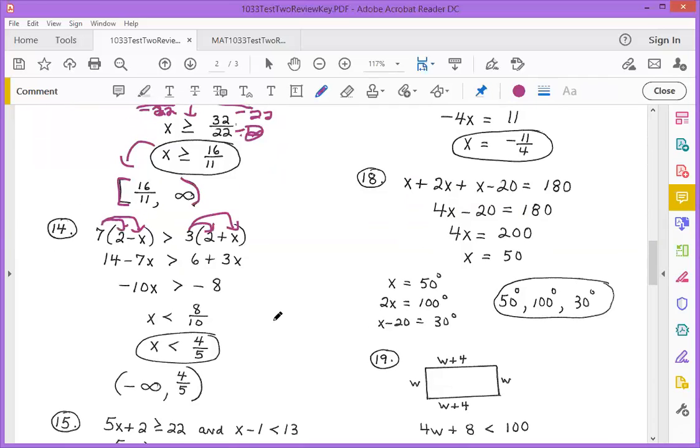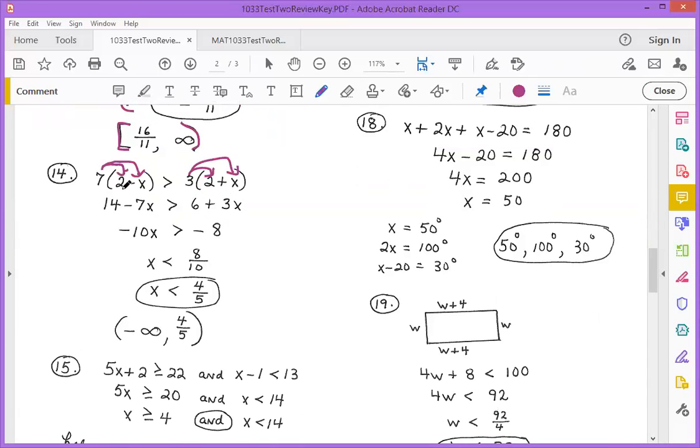You want to combine like terms. So you notice your x terms, you need to combine those. We're going to subtract 3x from both sides of the inequality. And then the 14 will carry over to the right side. It's positive, so we're going to subtract 14 from both sides of the inequality. On the left, negative 7x minus 3x gives us negative 10x. And on the right side, 6 minus 14 gives us negative 8.